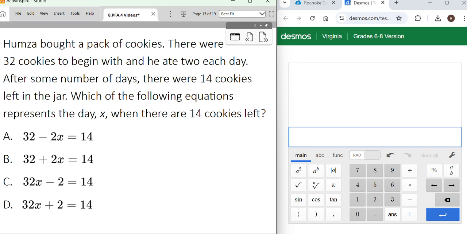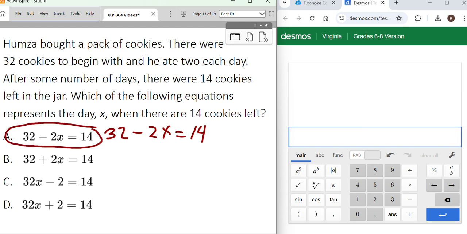Now we have another one. Hamza bought a pack of cookies. There were 32 cookies to begin with, and he ate 2 each day. After some number of days, there were 14 left in a jar. Does this question sound familiar? It should. Which of the following equations represents the day X when there are 14 cookies left? So again, we started with 32. He ate 2 per day, and he ended up with 14. So let's see if we can find that equation.